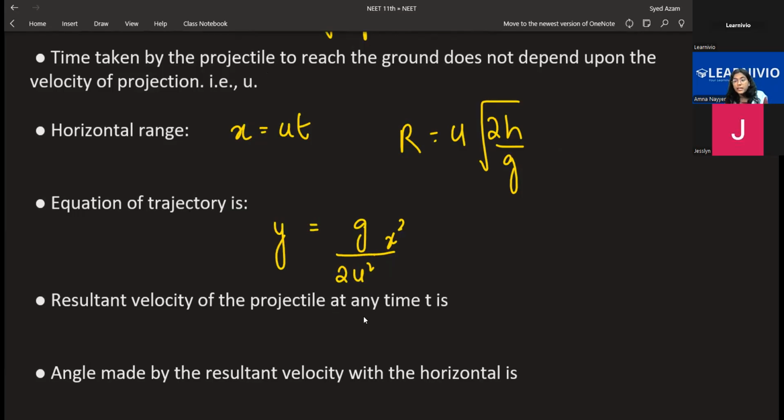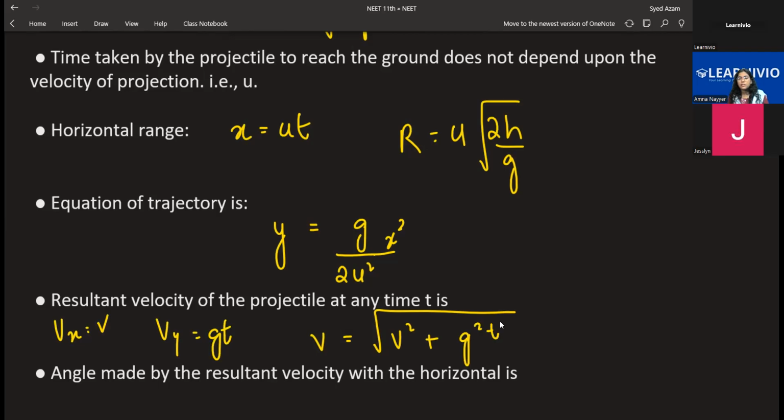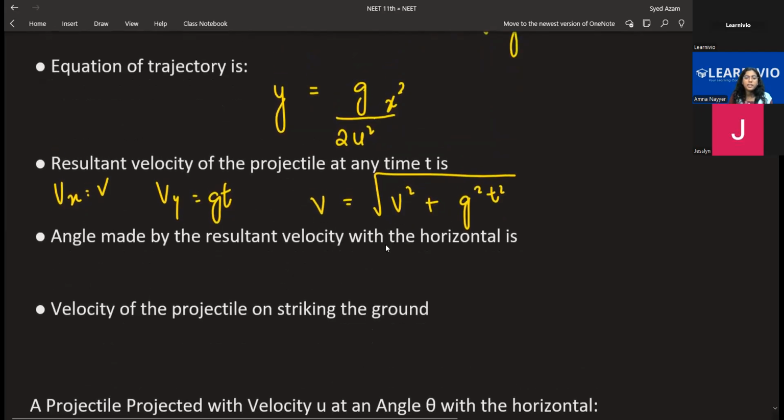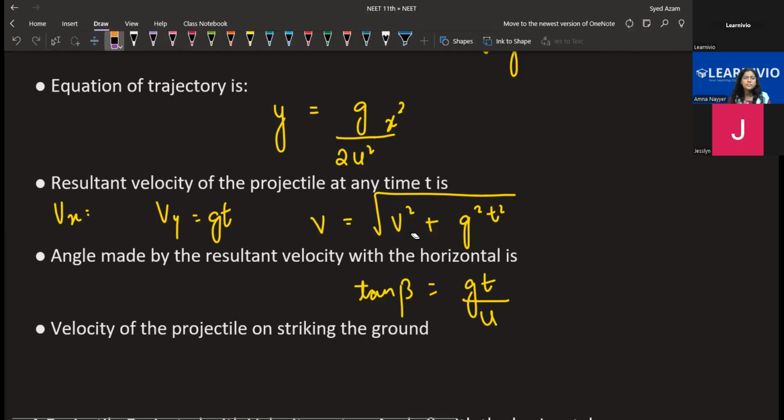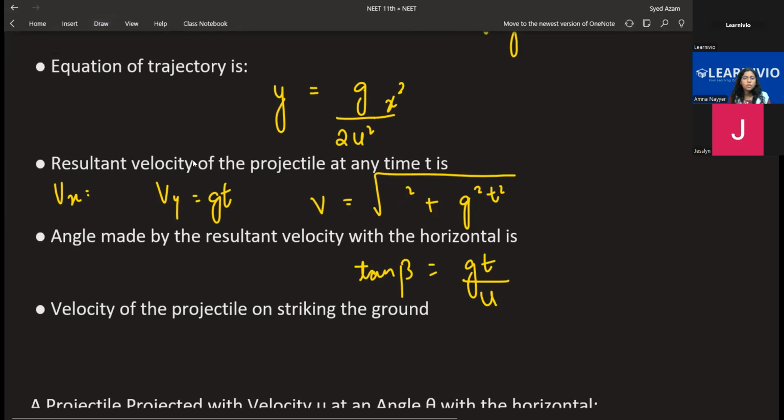Now the resultant velocity at any time. This is under root v square plus, see, this is your x component, vx was v, so v square I've written. Your vy component was gt, so this will become g square t square. So under root v square plus g square t square. Now the angle made by the resultant: tan beta is vy by vx. Vy is gt, and vx is u, whatever is the velocity. We took it as u, so u square only, because otherwise it will look like a final velocity.